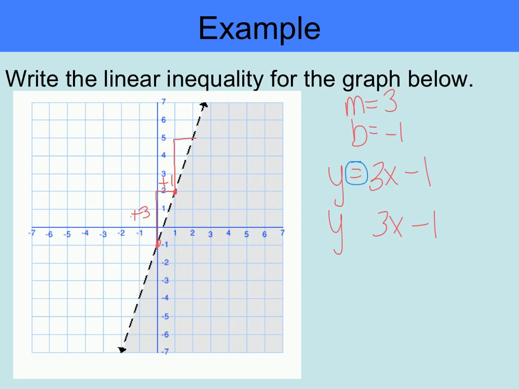So because it's not a solid, this would either be greater than or less than, and then depending on the shading is how we know if it's greater than or less than. So if you focus on this line, we are shading, and imagine this shading going on forever. It's going towards the right, but it's also going down, so this would be y less than 3x minus 1.